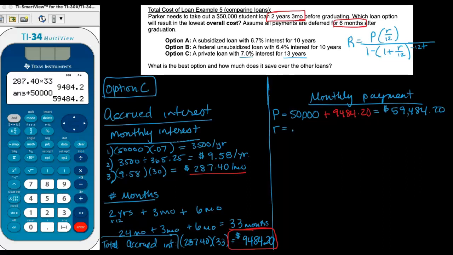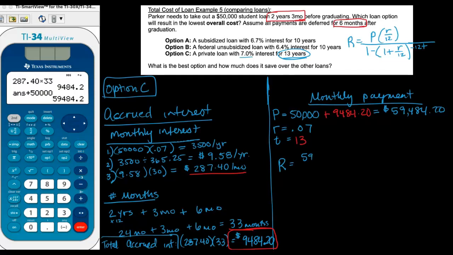Our rate, we said, was 0.07, and our term, now you've got to be careful. I'm going to use a different color here. It's 13. It's so easy to get going with these problems and always use 10 for time. Occasionally, there's a different term thrown in at you, and you just got to pay attention there. Okay, so I'm going to go ahead and plug all that in.